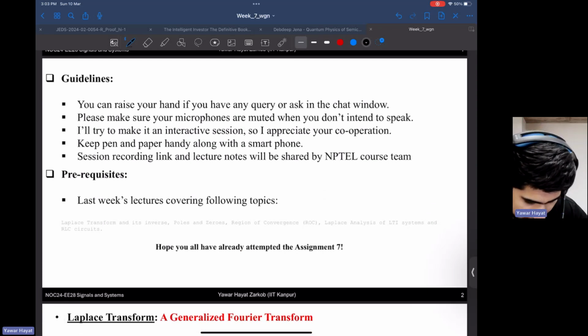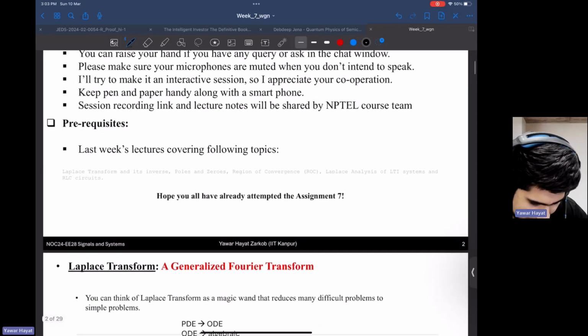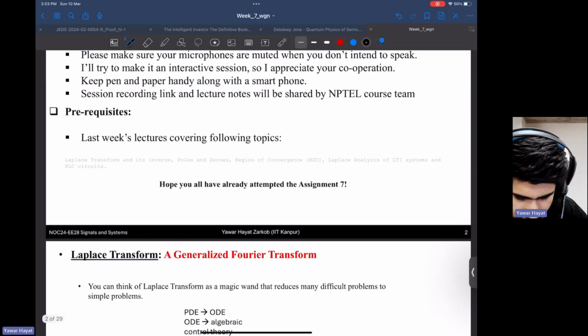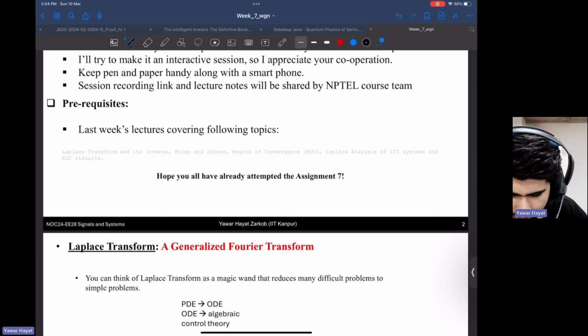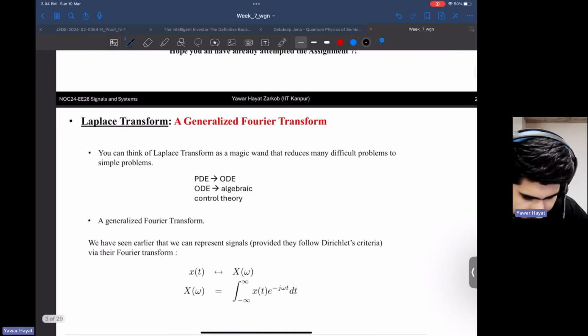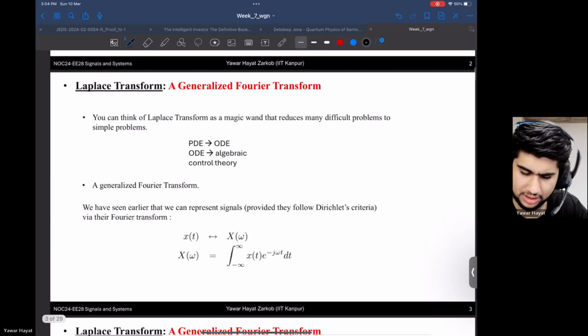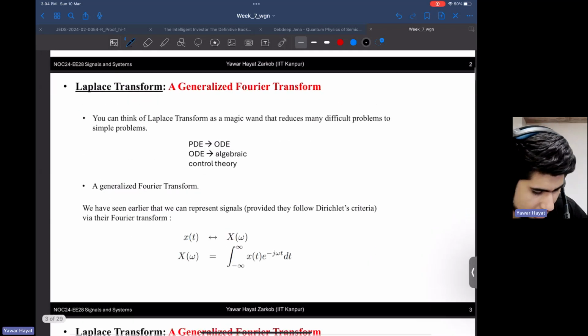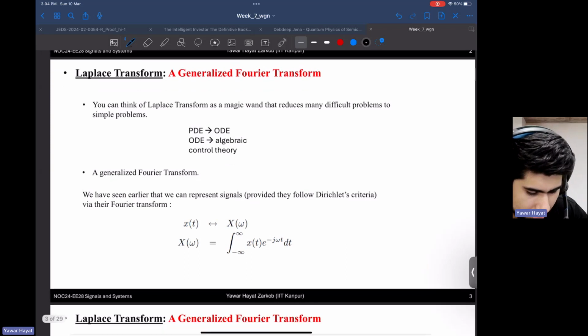These are the prerequisites for this session, which include last week's lectures that covered the following topics, namely Laplace transform and its inverse, poles and zeros, region of convergence (ROC), Laplace analysis of LTI systems and RLC circuits. I hope you all would have gone through them and would have attempted assignment 7 before watching this session. Okay, let's recap briefly and then we'll move on to the problem section.